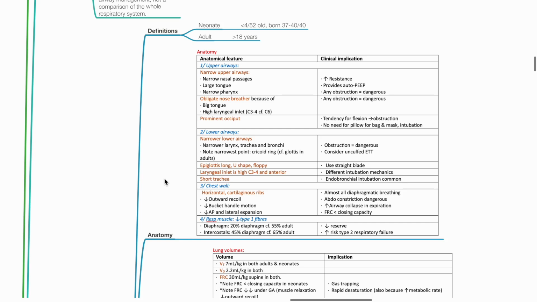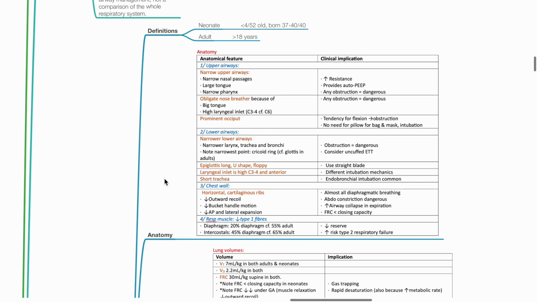Regarding lower airways, there are narrower lower airways, narrower larynx, trachea, and bronchi, with the narrowest point at the cricoid ring compared to the glottis in adults. Any obstruction is dangerous. Consider use of uncuffed endotracheal tube. Epiglottis is long, U-shaped and floppy. Use straight blade. Laryngeal inlet is higher, C3 to C4, and anterior. Different intubation mechanics apply. Short trachea increases the risk of endobronchial intubation.